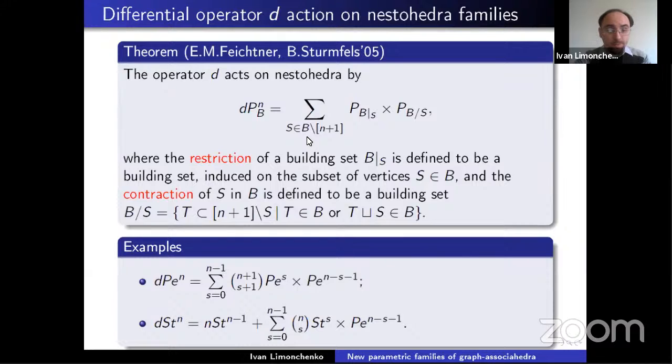And the family of stellahedra, from this result, has complexity 2, because its boundary is generated by permutahedra and stellahedra, by two families. So it's not closed. Stellahedra is not closed, but its closure contains two linear families, the family of permutahedra and the family of stellahedra.